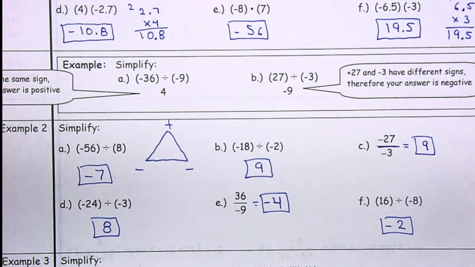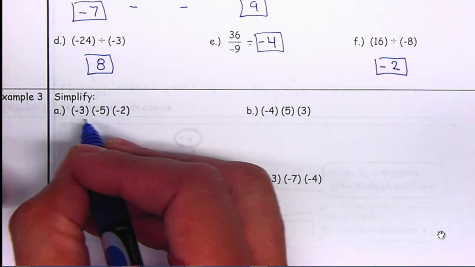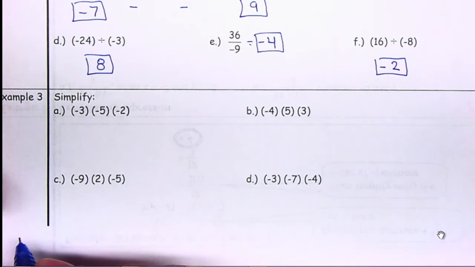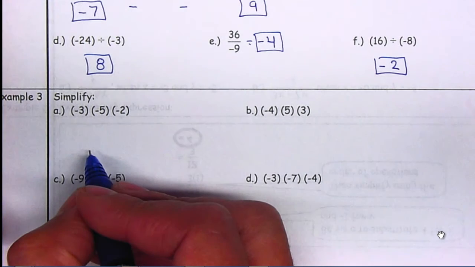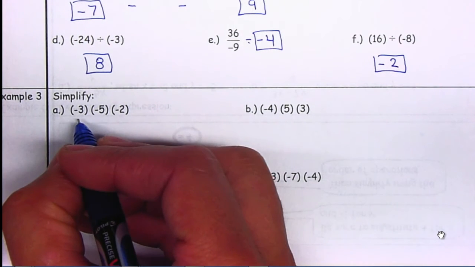Any questions? Example number 3. For example number 3, we have 3 numbers that are multiplying. Now you want to make sure that you work each problem step by step. Some of you guys want to do everything in your head all at once, and you might get the incorrect answer. For the homework, you need to show me step by step.